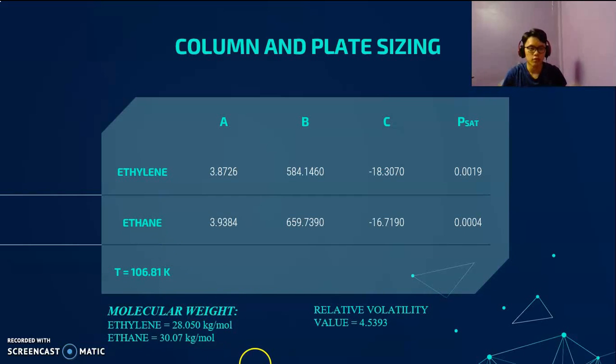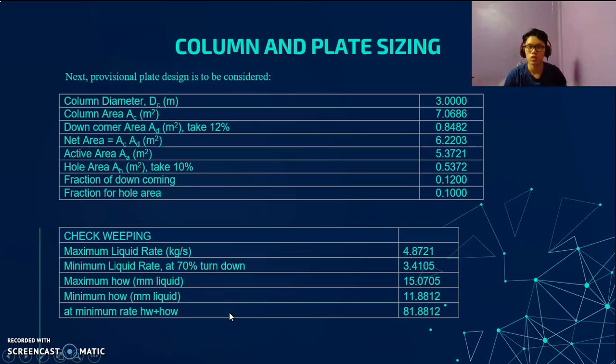So this is the relative volatility that I talked about. The value is 4.5393, and the molecular weight of ethylene and ethane is displayed here. So moving on to the next one, the provisional plate design to be considered.